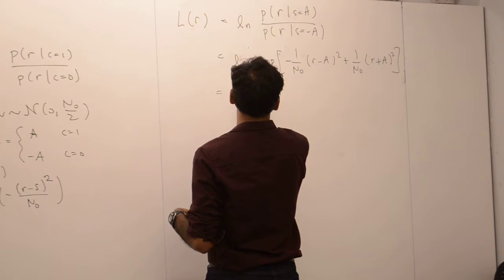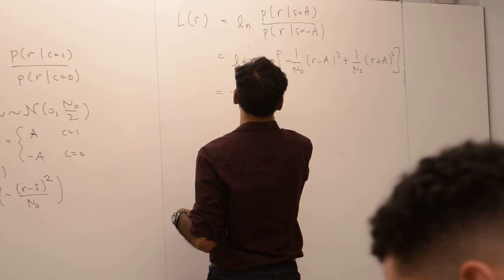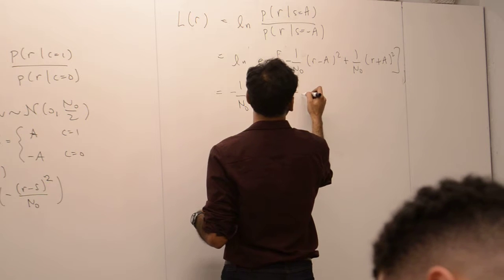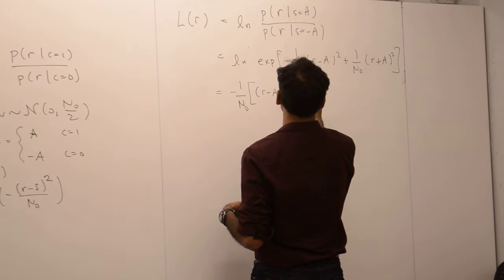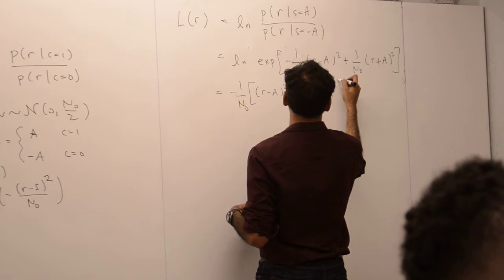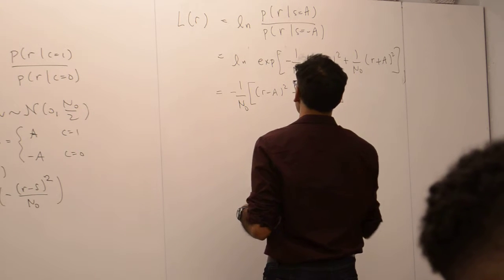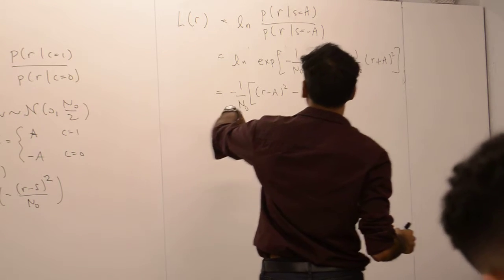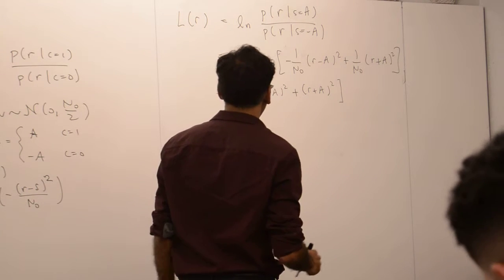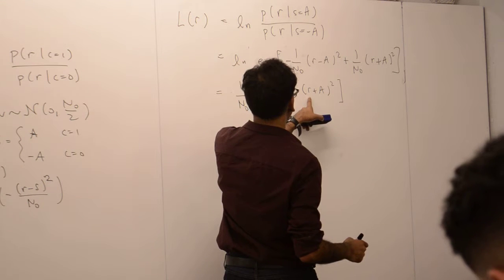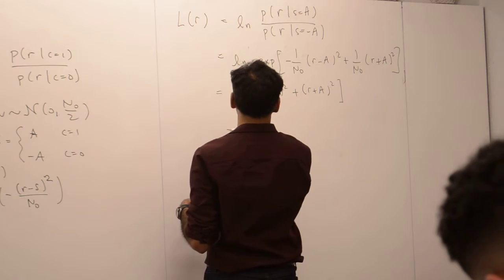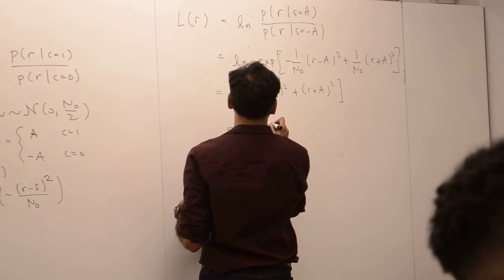I get a minus 1 over n0 times r minus a squared. Oh yeah, I should just do it like this. So there's an r minus a squared and a plus a squared. The r squared terms cancel out. Then I think it works out to be 4ar.